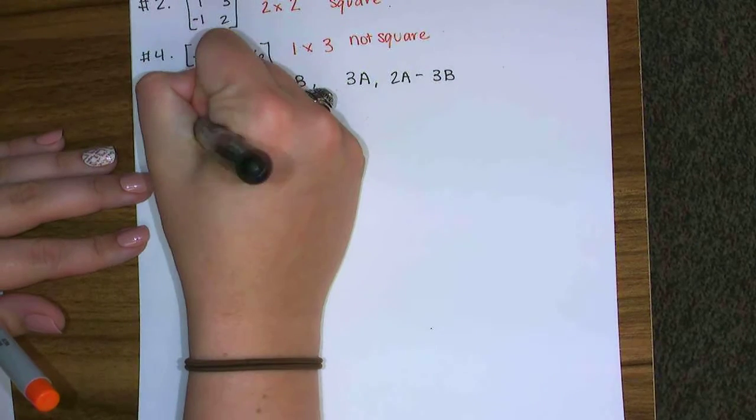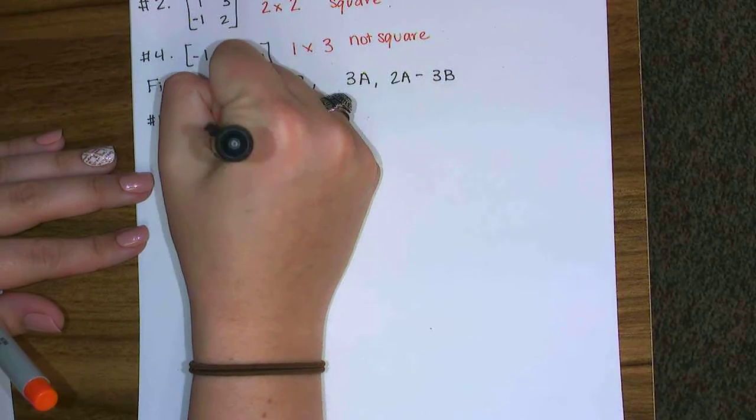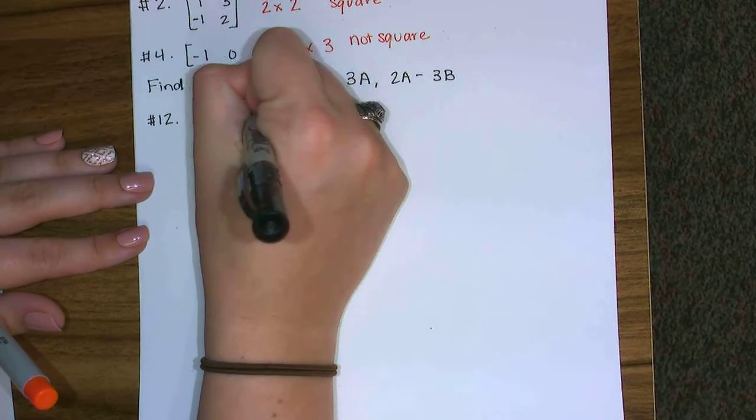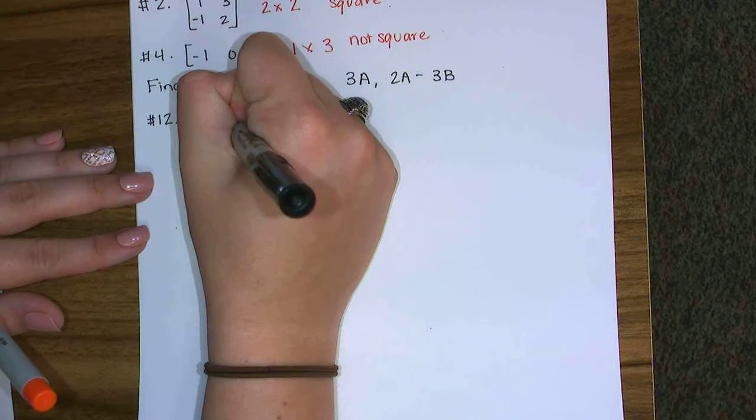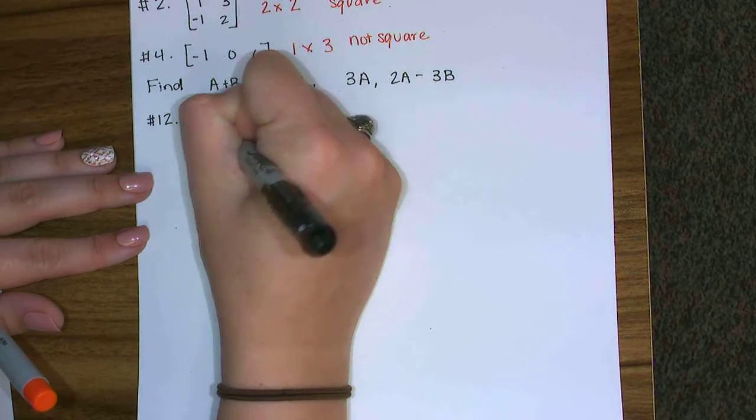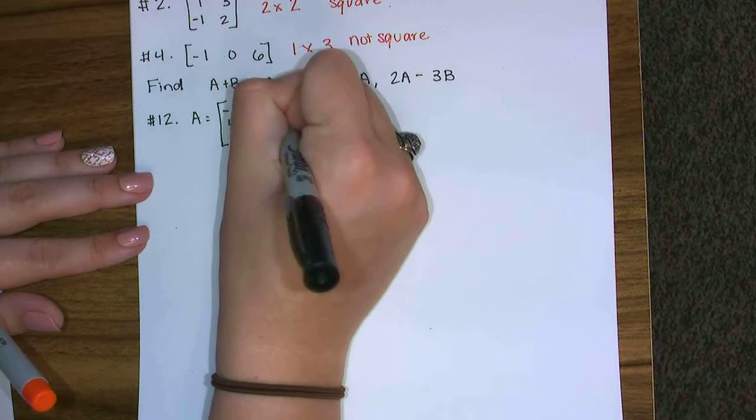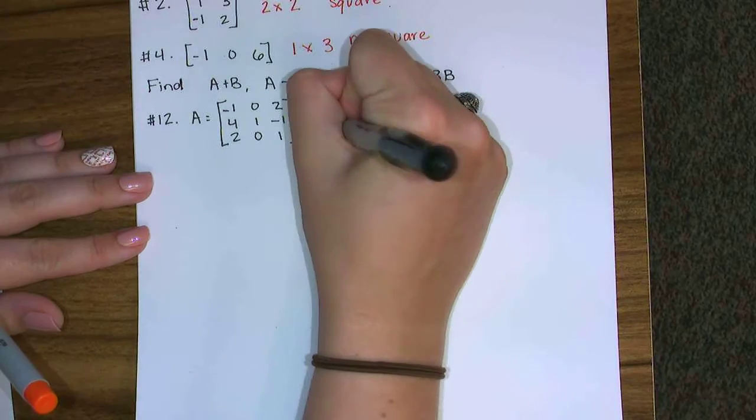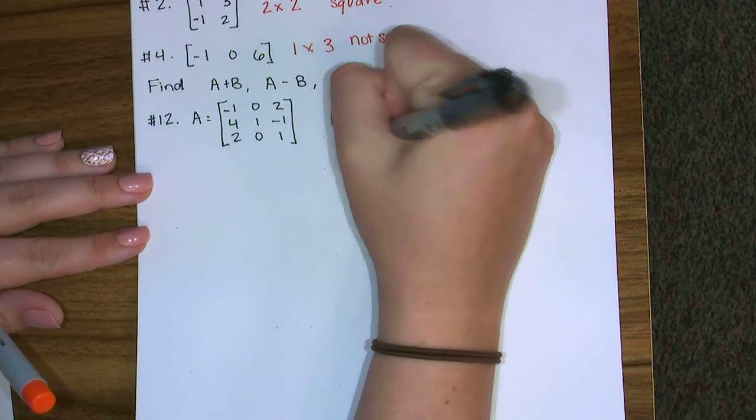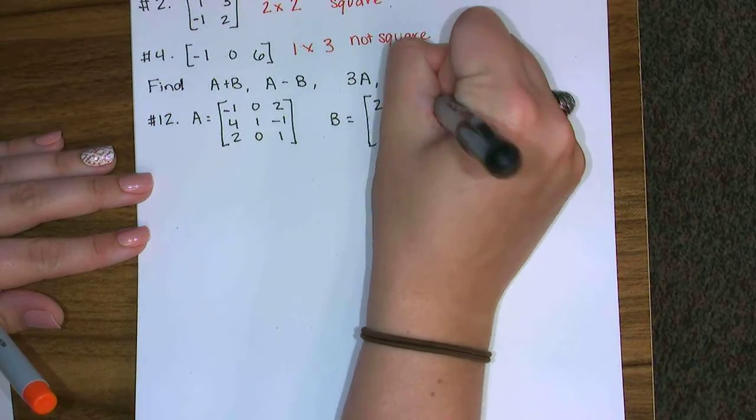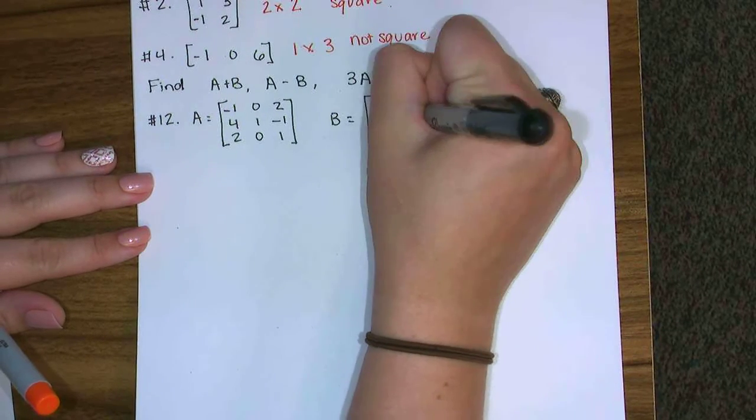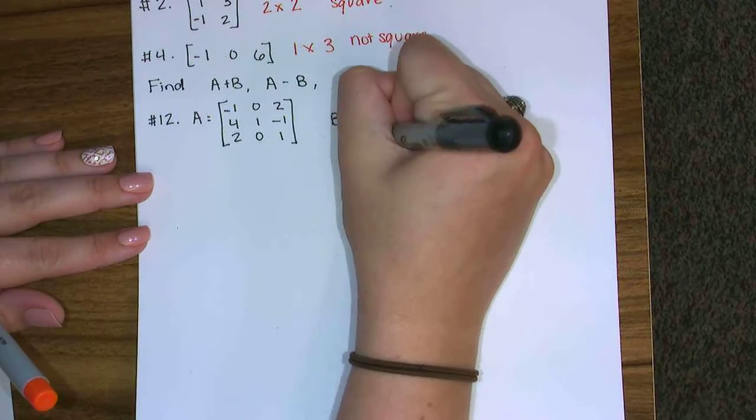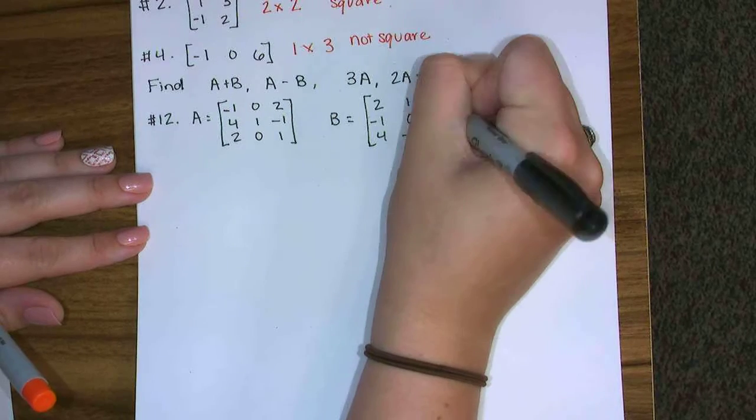So A is equal to, it's going to be a 3 by 3, so -1, 0, 2, 4, 1, -1, and 2, 0, 1. And then B is 2, 1, 0, -1, 0, 2, 4, -3, -1.